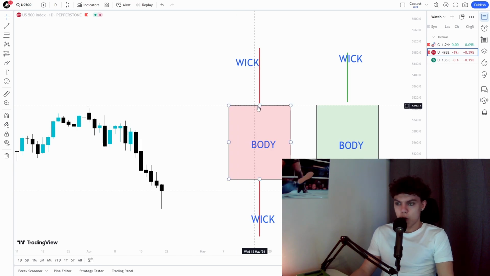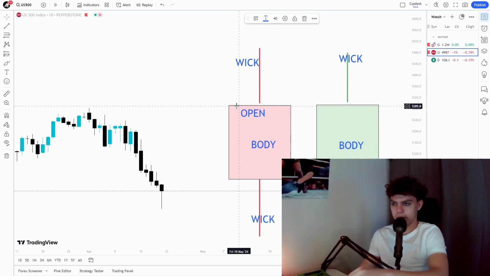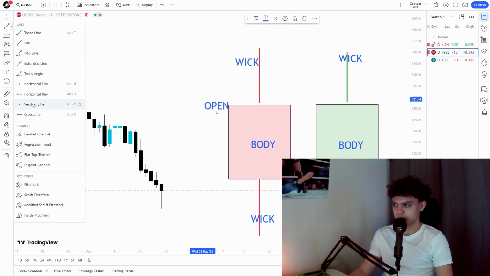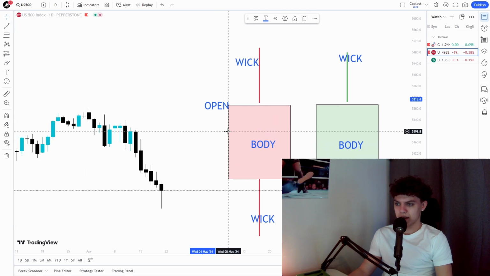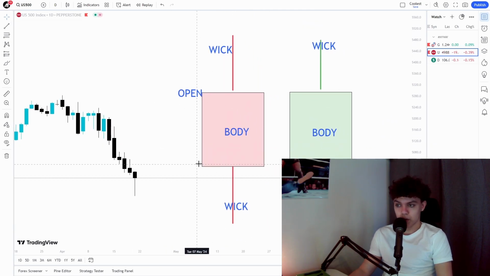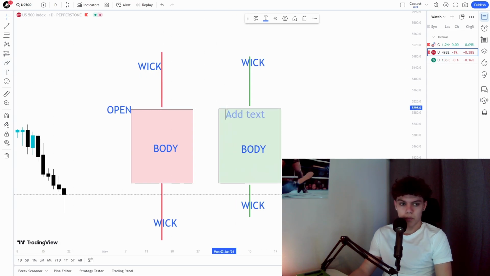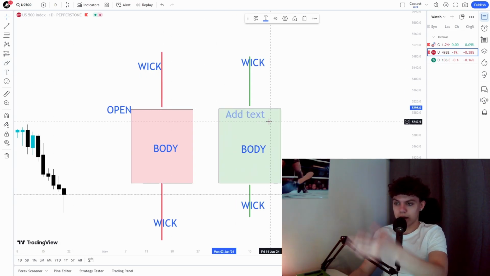A down candle opens from above the body, not the wick, the body. So the candle opens here, open. Okay, this is the candle opening on this line, and the down candle closes below the body here. Opens, closes. On the other hand, the up candle, it closes.